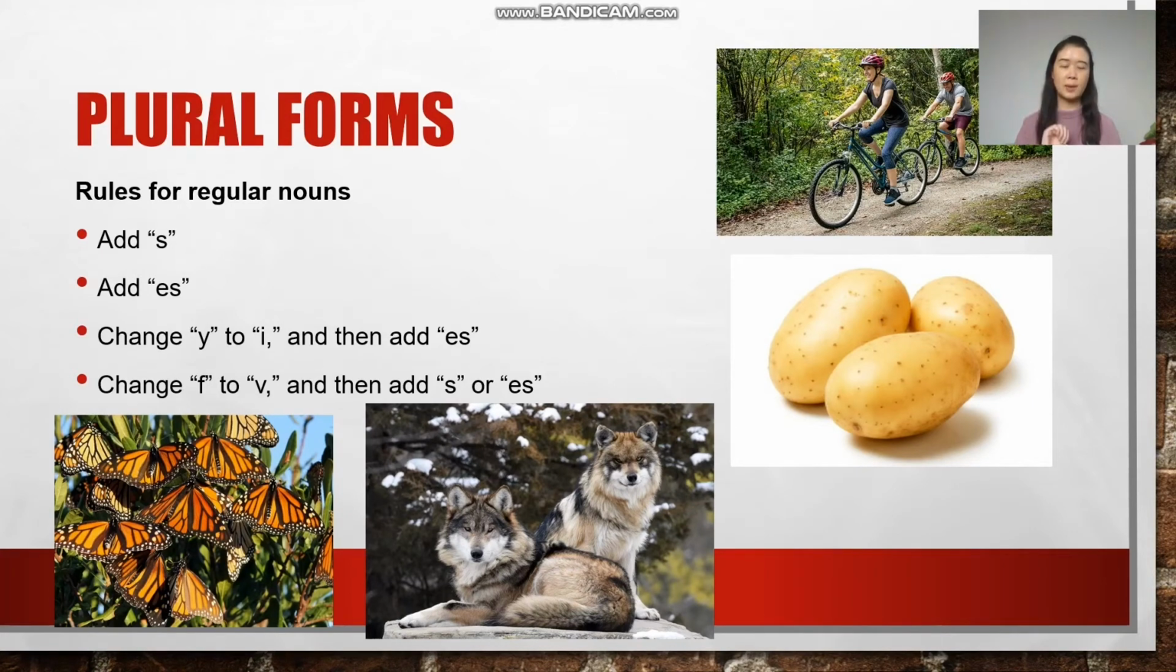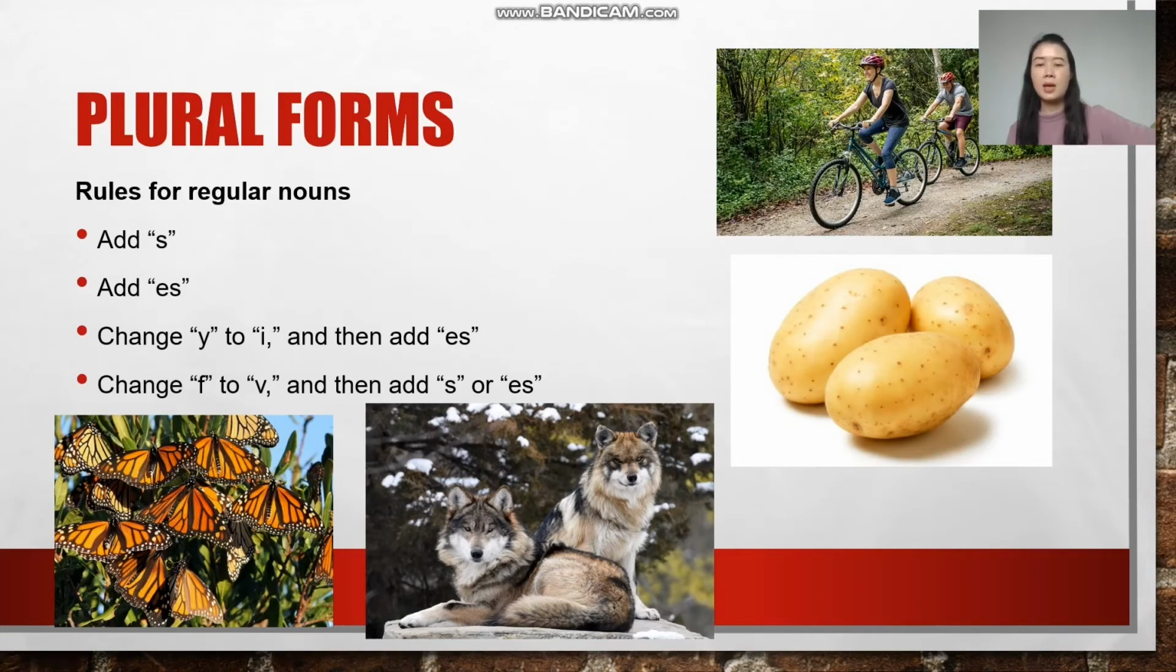I have 4 examples here. Let's see from the first, on the right hand side, it's me. Oh, okay, actually it's a bike, or bicycle. Bicycle applies to the first rule. That is, you just add s at the end. A bicycle, and then bicycles. Next one, we have potato, and if we need the plural form, we need to say potato with es at the end, like 3 potatoes.